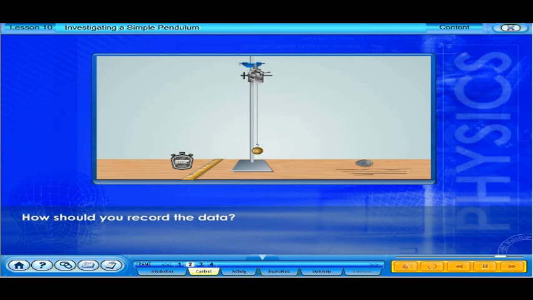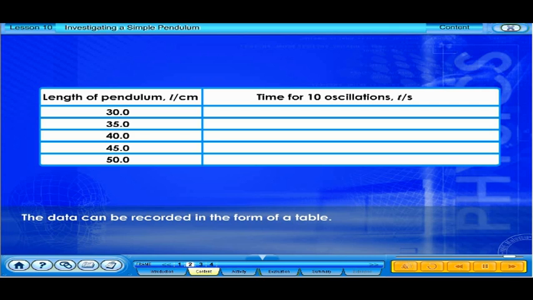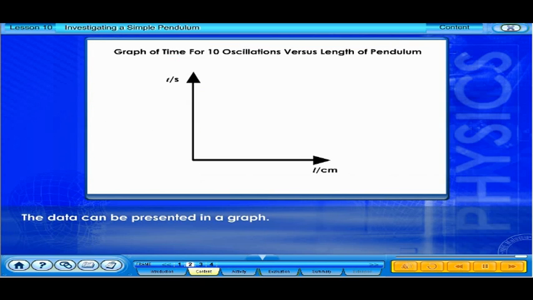How should you record the data? What would be the most suitable for this experiment? The data can be recorded in the form of a table. How should you present the data? What would be the most suitable for this experiment? The data can be presented in a graph.